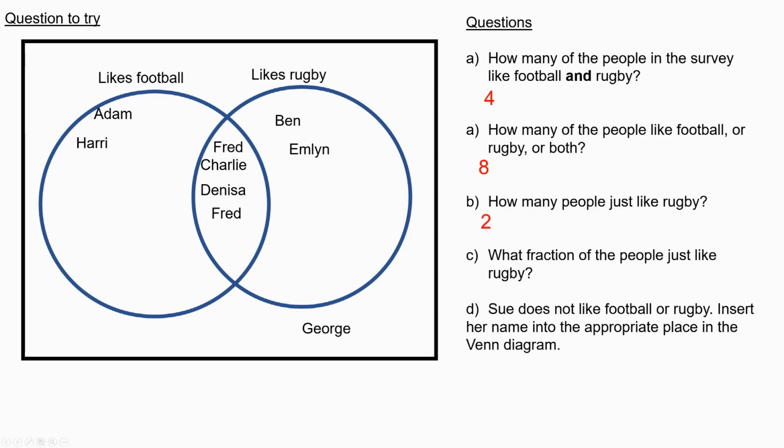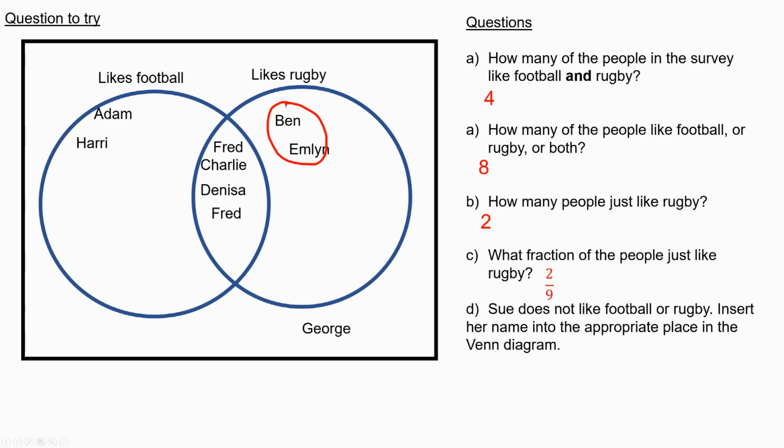What fraction of people like just rugby? Well, there are 2 people that just like rugby, out of a total of 1, 2, 3, 4, 5, 6, 7, 8, 9 people in total. So it's 2 out of 9. We can also think of this as a probability, the probability that someone chosen at random just likes rugby.